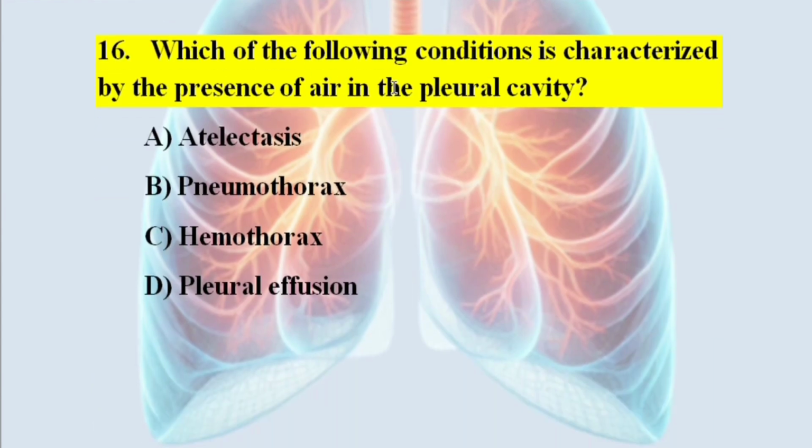Which of the following conditions is characterized by the presence of air in the pleural cavity? Alpha, atelectasis, beta, pneumothorax, Charlie, hemothorax, delta, pleural effusion. So presence of air in the pleural cavity is known as pleural effusion.